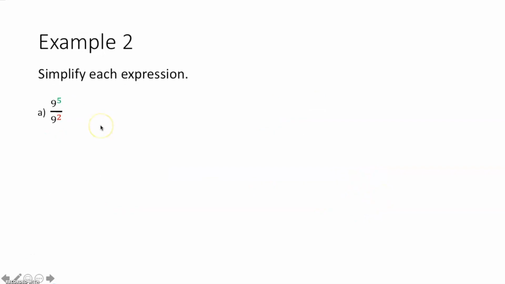Example 2, doing the same thing. We have 9 to the 5th over 9 to the 2nd. The only difference here is now we are simplifying each expression. We're not going to just leave it with an exponent at the end. When you divide like bases, you subtract the exponents. So what's 5 minus 2? That's going to be 3. So our answer is going to be 9 to the 3rd. But you're not going to leave it like that, because we know how to simplify 9 to the 3rd. 9 to the 3rd is 9 times 9 times 9, which we now know is 729.